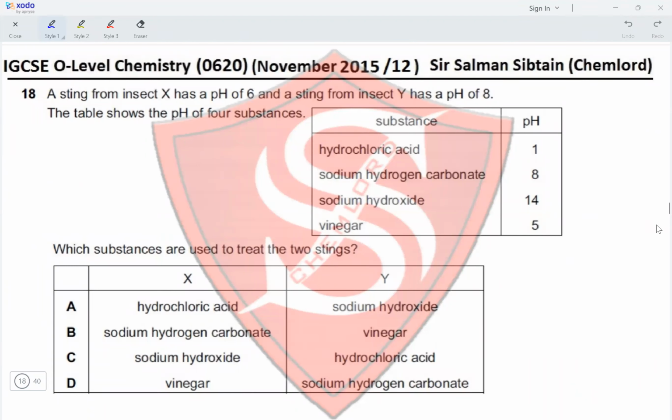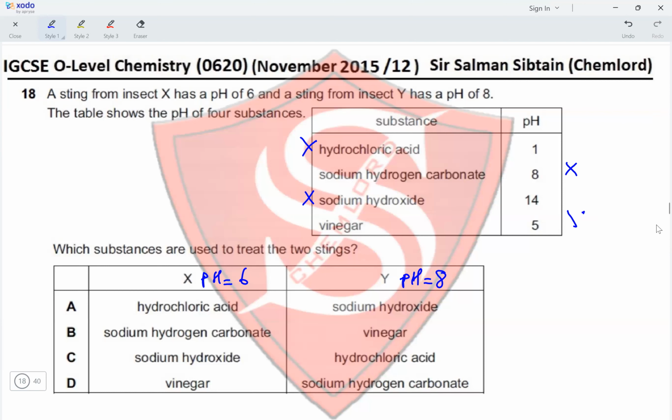Question 18. A sting from insect X has a pH of 6 and a sting from insect Y has a pH of 8. The table shows the pH of 4 substances: hydrochloric acid with a pH of 1, sodium hydrogen carbonate with a pH of 8, sodium hydroxide with a pH of 14, and vinegar with a pH of 5. Which substances are used to treat the two stings? The sting for X has a pH of 6 and that for Y has a pH of 8. So we would use weak acids and bases to treat these, not strong acids or bases, because their pH is so extreme that they would neutralize the sting and actually cause more damage. So we do not use hydrochloric acid or sodium hydroxide to treat the sting. For the one with the pH of 6, we would use sodium hydrogen carbonate, and for the one with the pH of 8, we would use vinegar.